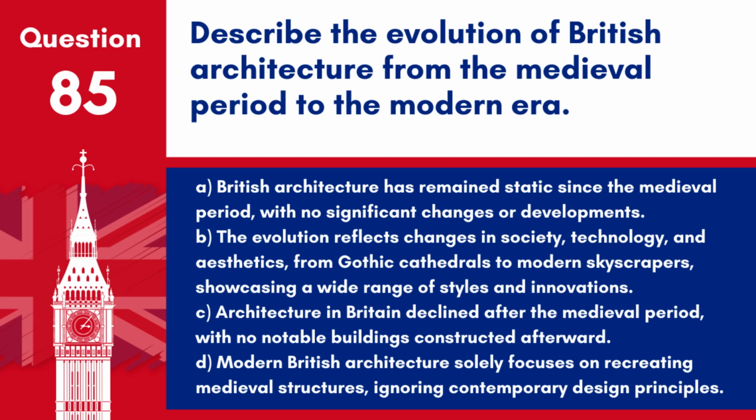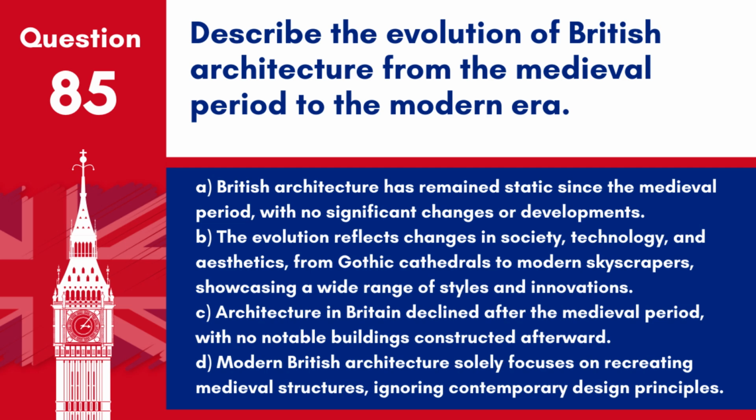Question 85. Describe the evolution of British architecture from the medieval period to the modern era. A. British architecture has remained static since the medieval period, with no significant changes or developments. B. The evolution reflects changes in society, technology, and aesthetics, from Gothic cathedrals to modern skyscrapers, showcasing a wide range of styles and innovations.